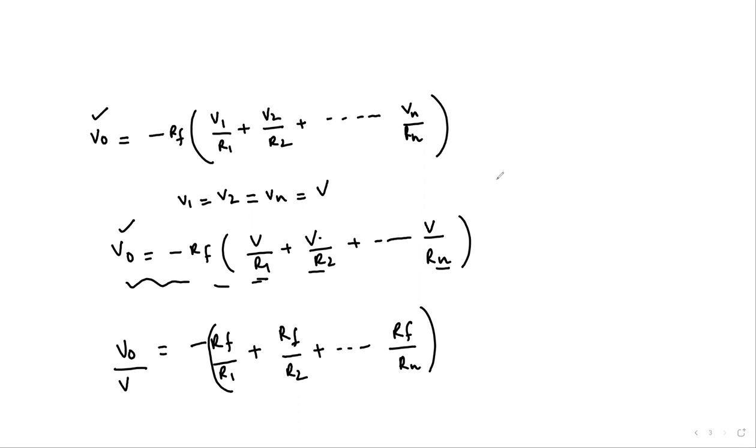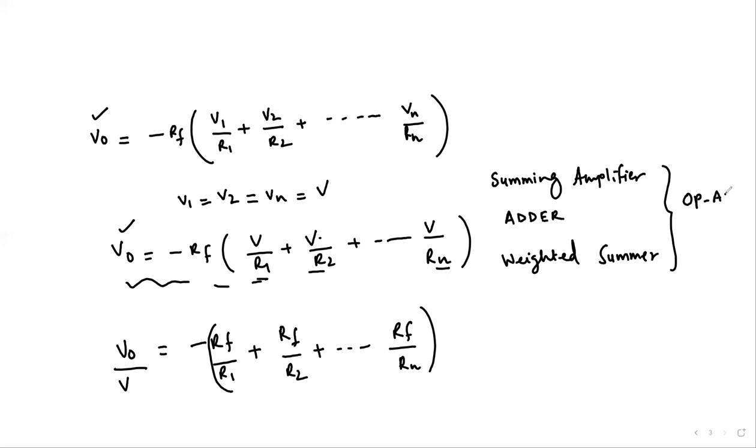So this kind of circuit is called a summing amplifier, or operational adder circuit, or weighted amplifier, weighted summer. So using the operational amplifier, we can create these applications, and we can see that the weight can be assigned by choosing the values of these resistors, and based on that we can have the expression. And since it has a negative sign right over here, this is the inverting summing amplifier.